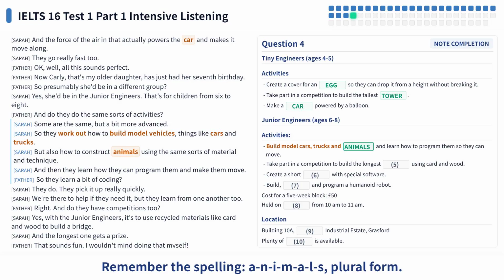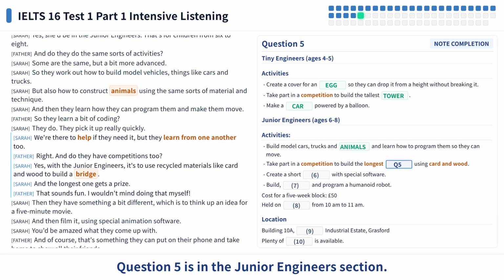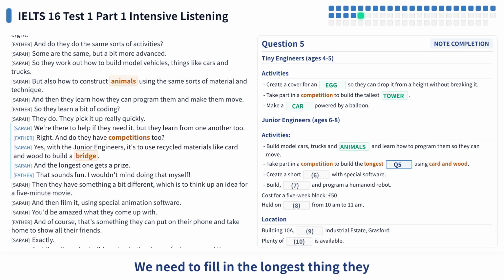So the answer is decorate. Answer confirmed. Decorate. Be careful with spelling. Don't write "decoration." We need the base form of the verb here.